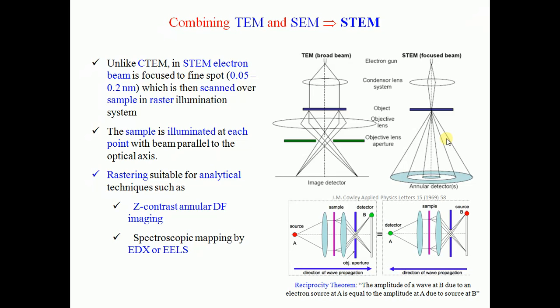The sample is illuminated at each point, and rastering gives you the Z contrast, annular dark field imaging. What is DF imaging? I am going to tell you. It also gives spectroscopic imaging like energy dispersive analysis by X-ray or electron energy loss spectroscopy. So chemical analysis in TEM is done with the help of STEM. Keep in mind.